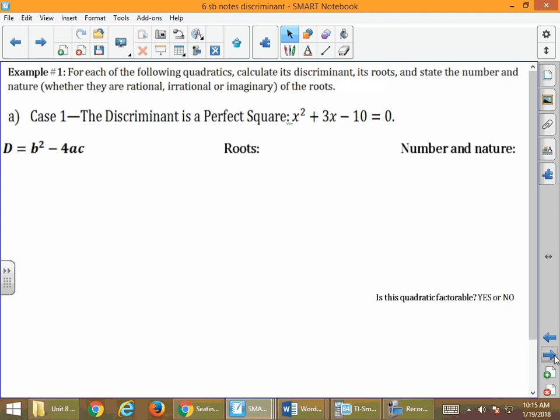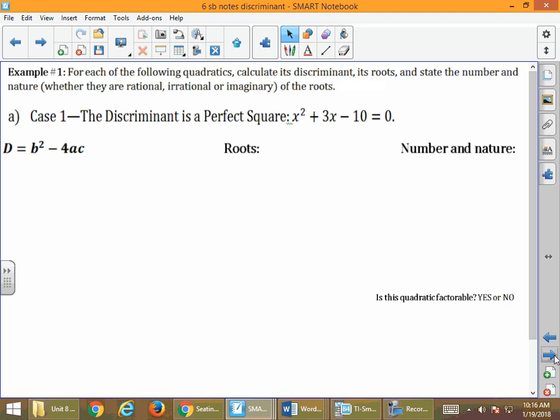The first situation, and actually let me read the directions here, it says, for each of the following quadratics, calculate the discriminant, its roots, and state the number and the nature of the roots, whether they're rational, irrational, or imaginary. The first situation is when the discriminant is a perfect square. Let me be more specific, because it was in writing, but I want to say it out loud. The discriminant can be found by calculating b squared minus 4ac.